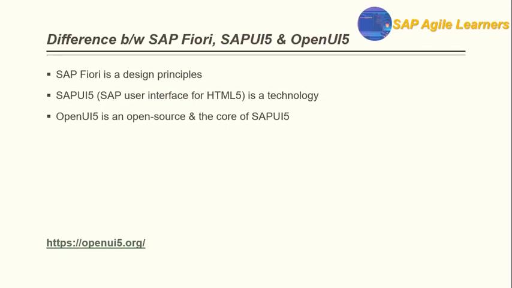Let's understand the difference between SAP Fiori, SAP UI5 and OpenUI5. SAP Fiori is a design principle, while SAP UI5 is a technology. Or you can say SAP UI5 is a library framework for creating cross-platform applications. So the only difference between SAP Fiori and SAP UI5 is that applications that follow Fiori design guidelines are called SAP Fiori apps, whereas applications which do not follow those guidelines are called SAP UI5 apps. SAP UI5 flexibility supports different roles and their needs.